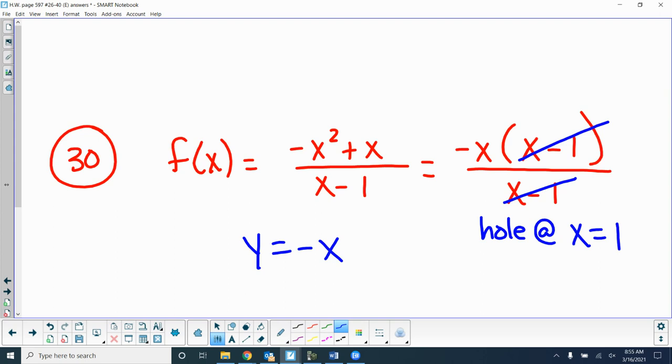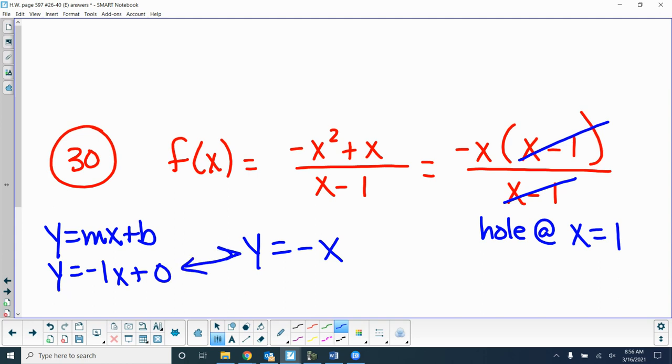What's my slope? Negative 1. What's my y-intercept? 0, right? There's nothing after. Remember, we're thinking about y equals mx plus b to graph it, right? So if I wrote it out like this, it'd be negative 1x plus 0, right? Those two are the same. You guys realize that, right?